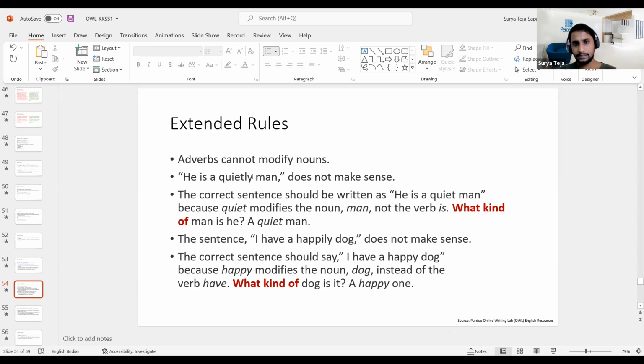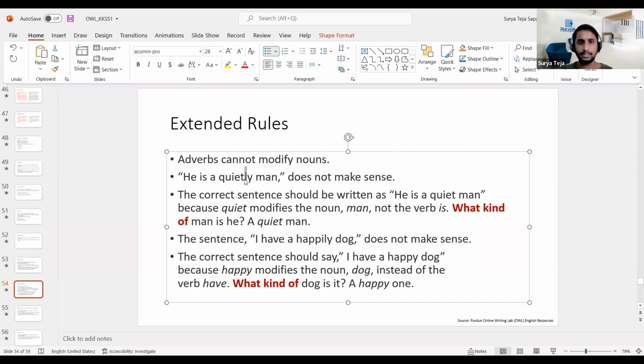So whenever we write any sentence, we can usually see the subject and the noun. Are we going to modify the noun or are we going to modify the verb? Here in this case, we are going to modify the noun. So we don't require an adverb. We just need an adjective. So this sentence does not make sense. The correct way of putting this sentence is, "he is a quiet man."